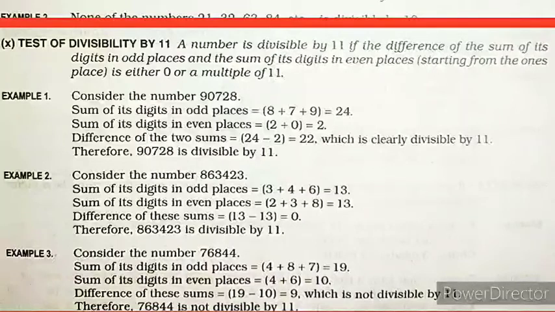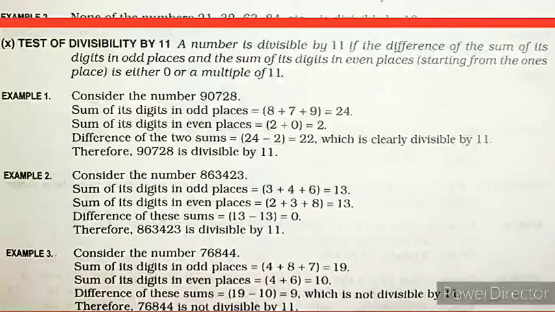What we have to do? We have to do the sum of the digits in the odd place, then we have to do the sum of the digits in the even place, then we have to subtract, whichever sum is greater, either the odd place or the even place. Subtract the digit sums. If after subtraction the result comes either 0 or a multiple of 11, then the number is divisible by 11. Let us see the second example.